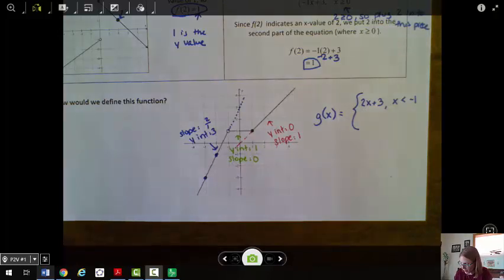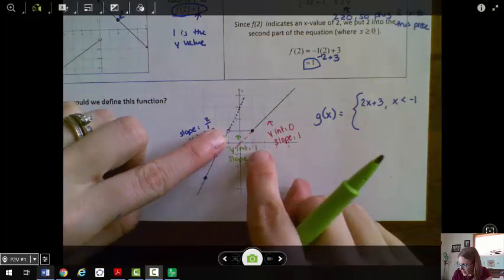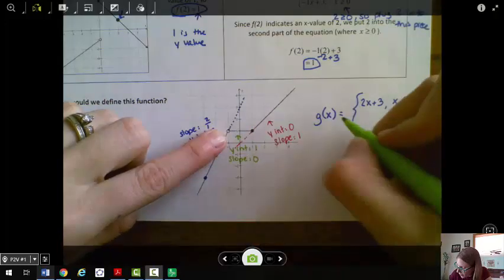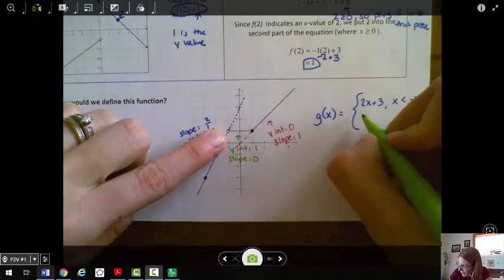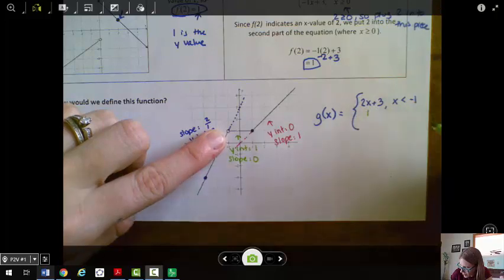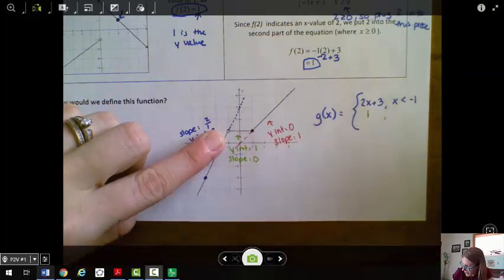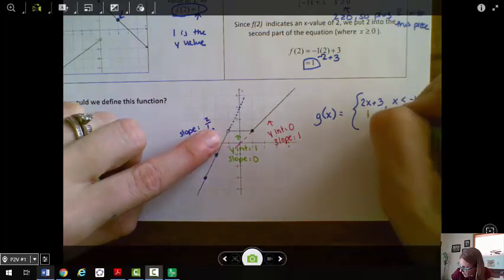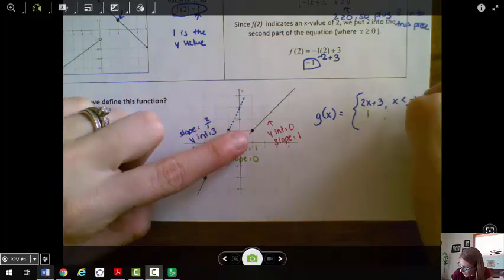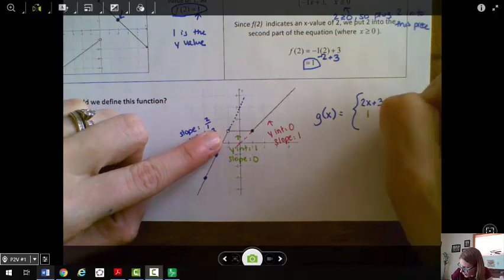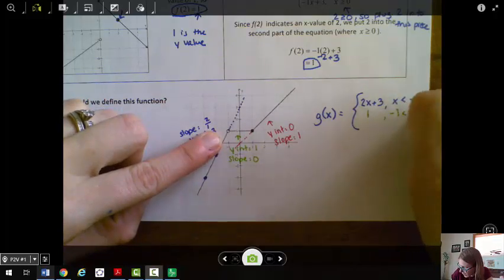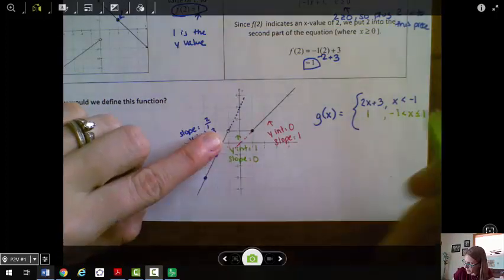Our middle part, our y-intercept is 1 and the slope is 0. So 0x, I don't really need to write that, plus 1. And we use that piece when x is between -1 and 1. We can't have the x value of -1. So -1 less than x less than or equal to 1.